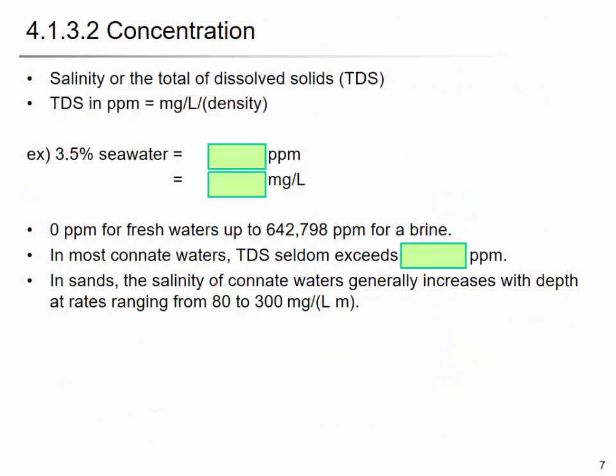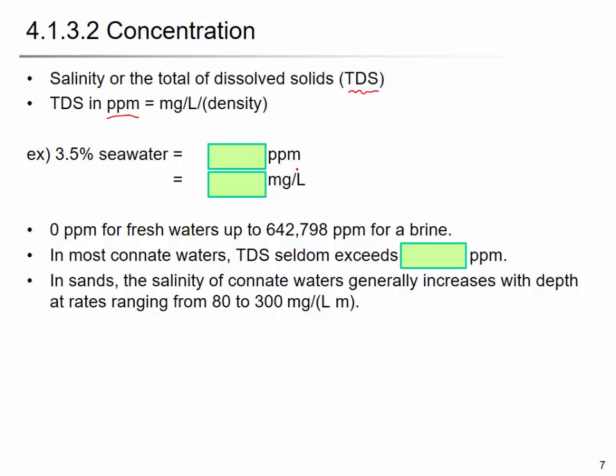Okay, so the salinity of pore water or the Kone water is very important. People use the TDS, the total dissolved solids, and its unit is ppm. People also use milligram per liter for density. So let's calculate. For example, how much would that be in ppm if you have a 3.5% seawater?